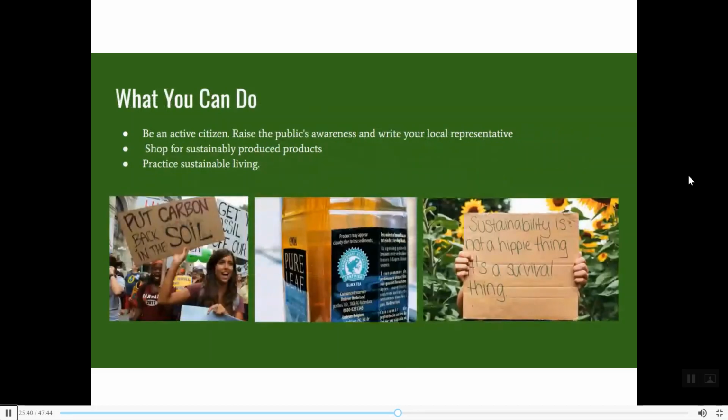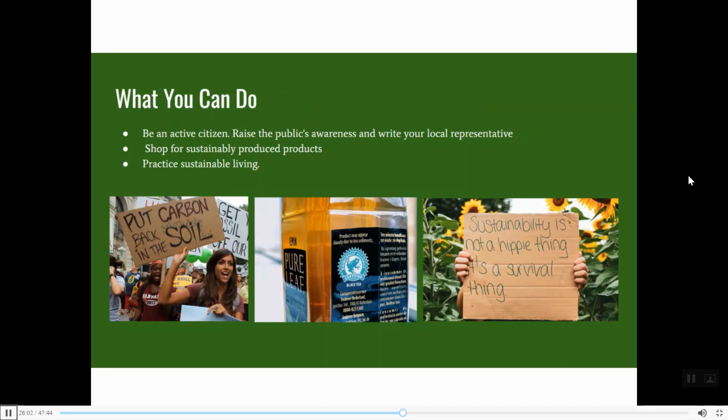What you can do, or steps that you can take to help. Be an active citizen. Raise the public's awareness of the threats surrounding loss of biodiversity and deforestation. You can also write your local representative explaining these problems and why they should help.